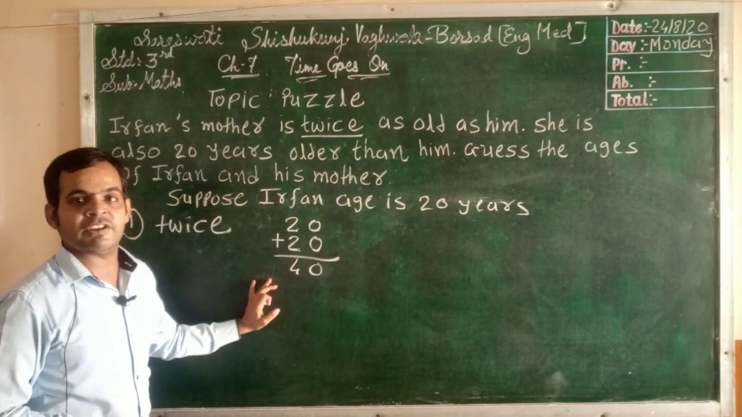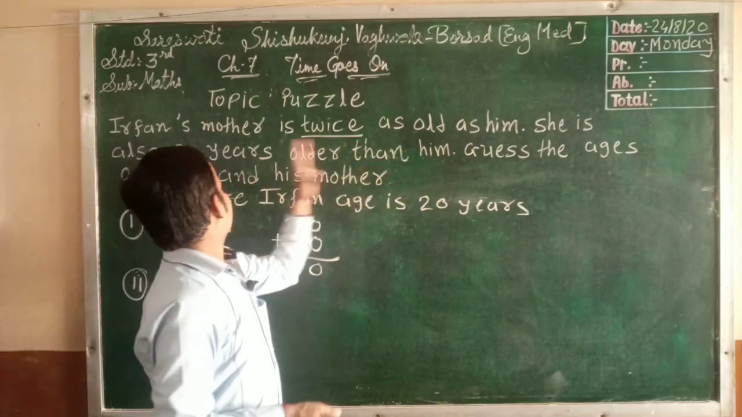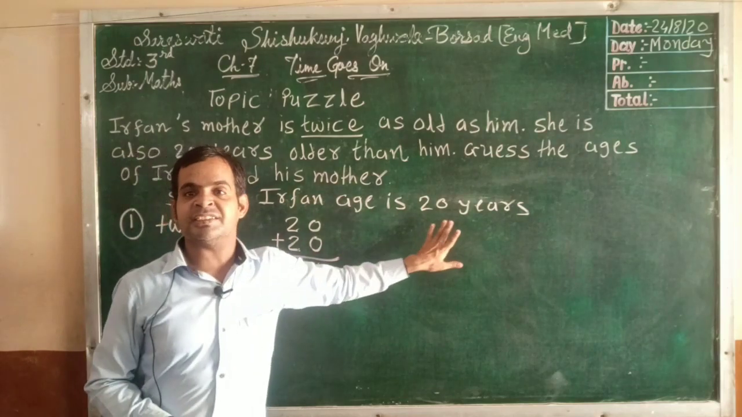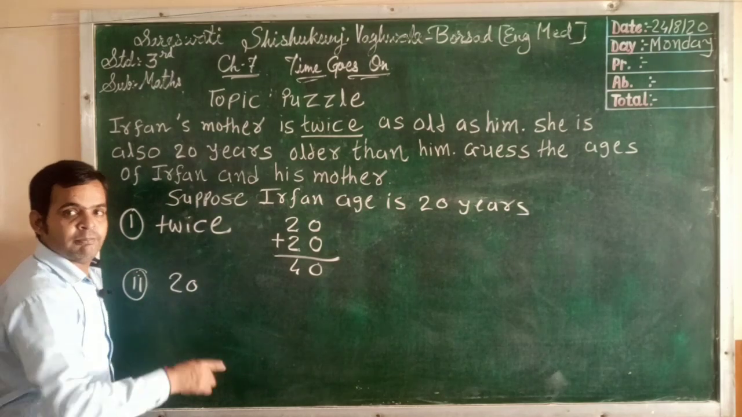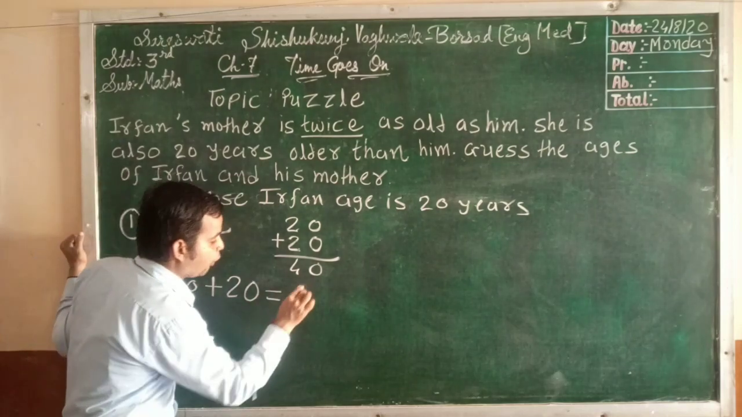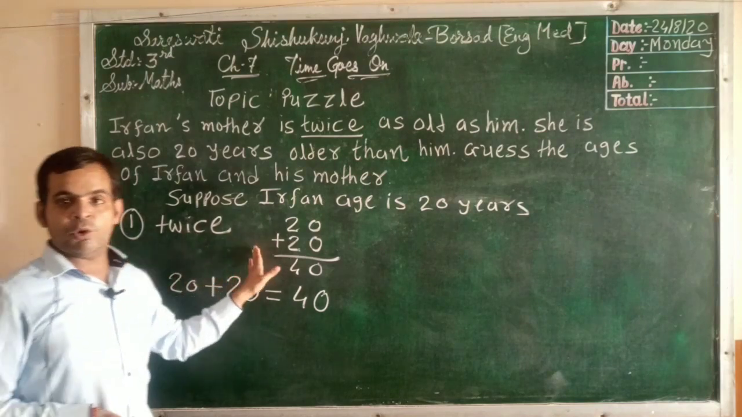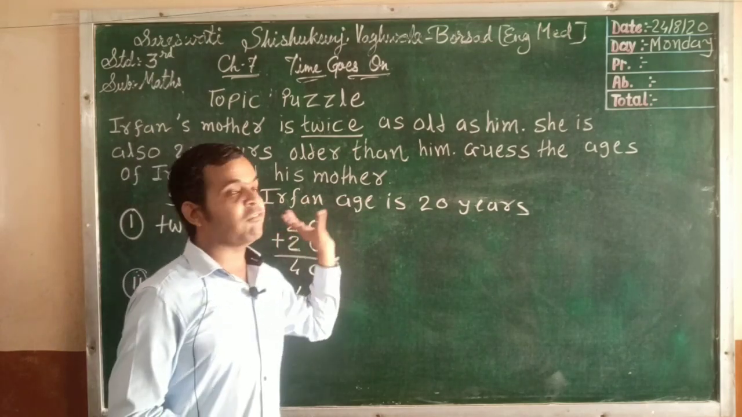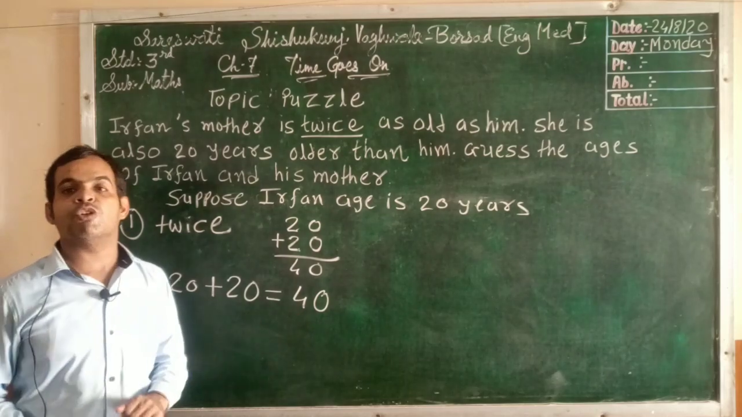In the first condition what do we get? 40. Now let's check the second condition. She is 20 years older than him. Irfan's present age is 20 years. So her mother is 20 years older than him, means bigger. So here we also add 20 plus 20. So here we also got 40, right? So you check that in both conditions we got the same answer, right? So our answer is right. When Irfan's age is 20 years, her mother's age is 40 years.